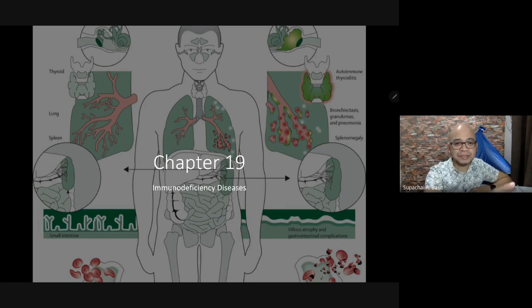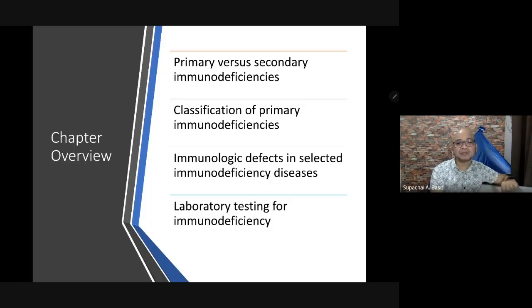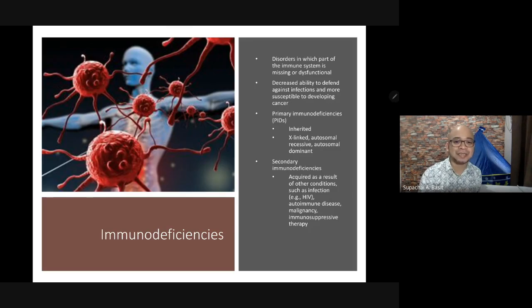Today is our first topic for the finals and we'll talk about the immunodeficiency diseases. For this particular meeting, we will be discussing the primary immunodeficiencies as we compare them to secondary immunodeficiencies. We will also be discussing classification of primary immunodeficiencies, immunologic defects in selected immunodeficiency diseases, and what are the different laboratory assays or tests that we can actually utilize to diagnose immunodeficiency.